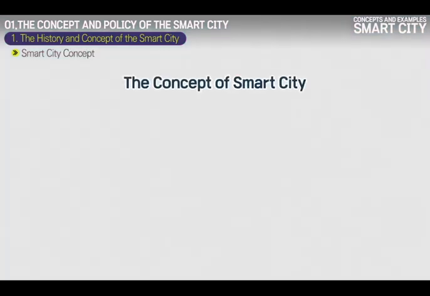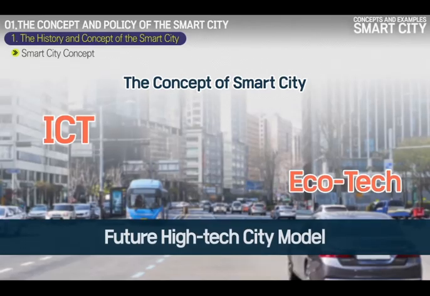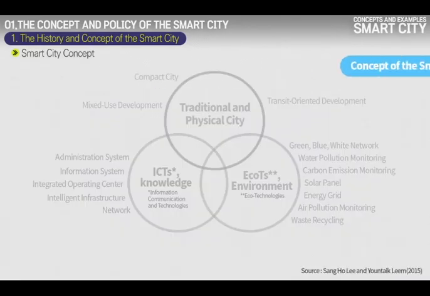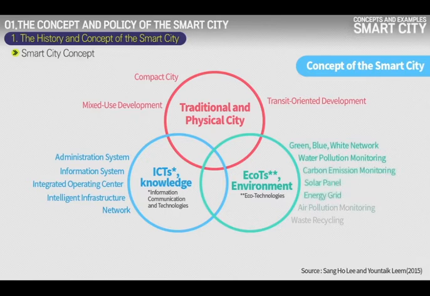So, what is the concept of the smart city? Smart city is a model of a futuristic city that utilizes high technology, such as information and communication technology and eco-technology in an existing traditional city. Traditional cities are cities built using techniques such as transit-oriented development, compact city and mixed-use development, and ICTs means information systems, administrative system, platform, etc., and eco-technology means renewable energy technology, environmental monitoring technology, etc.